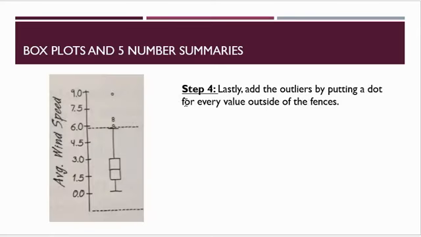Step 4 is add your outliers by putting a dot for every value outside the fence. So in this case, they had 4 values that were outside their fence, so they added those dots there.